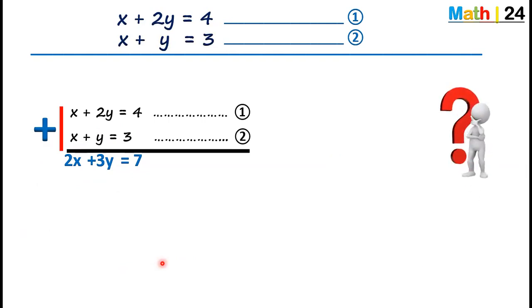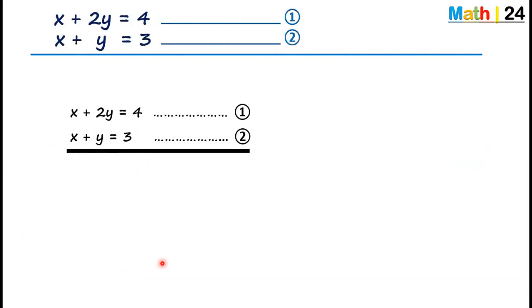Let's try subtraction. We are now going to have x minus x, that gives us 0. X has disappeared, so subtraction has worked. And 2y minus y gives us 1y, or just y. 4 minus 3 gives us 1. So we have the result, which therefore means that subtraction worked.